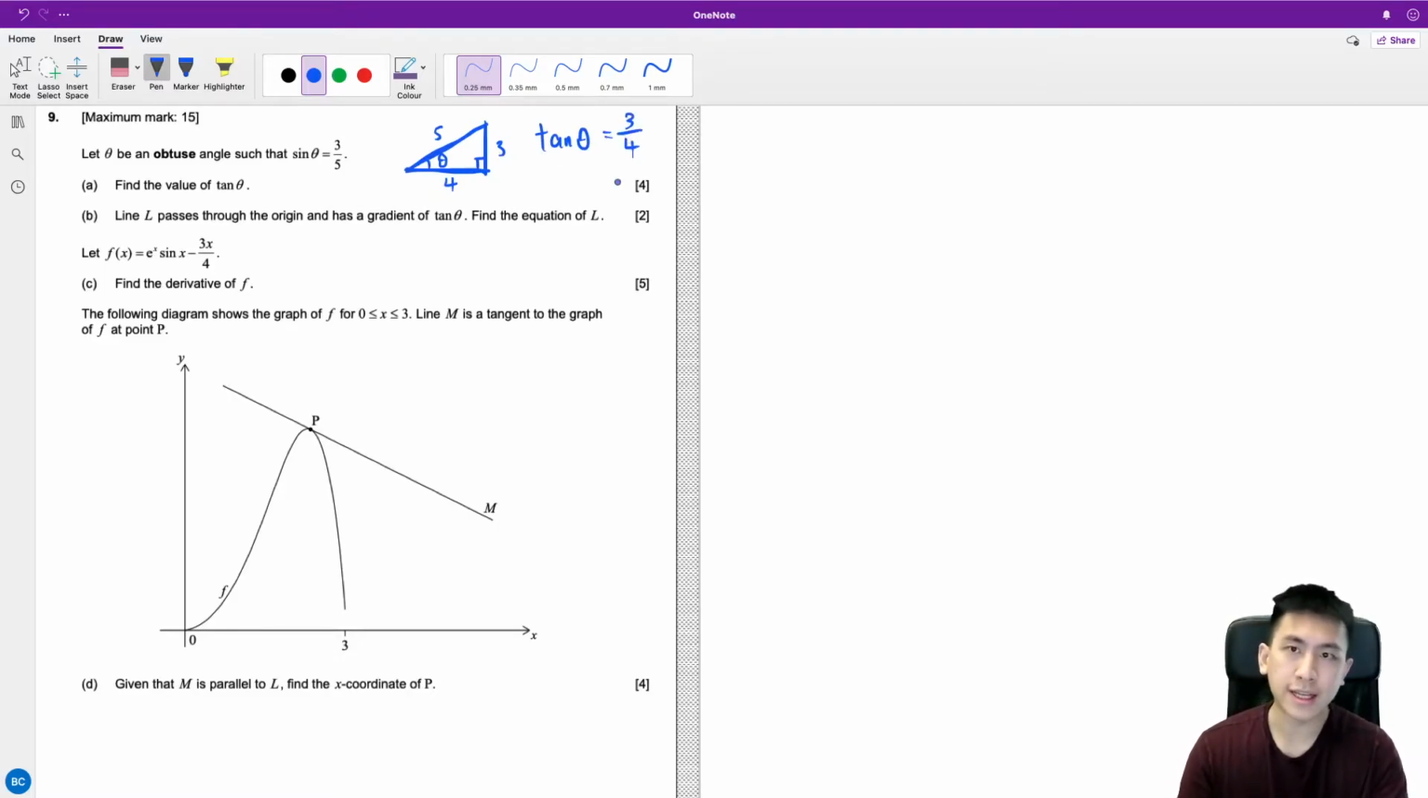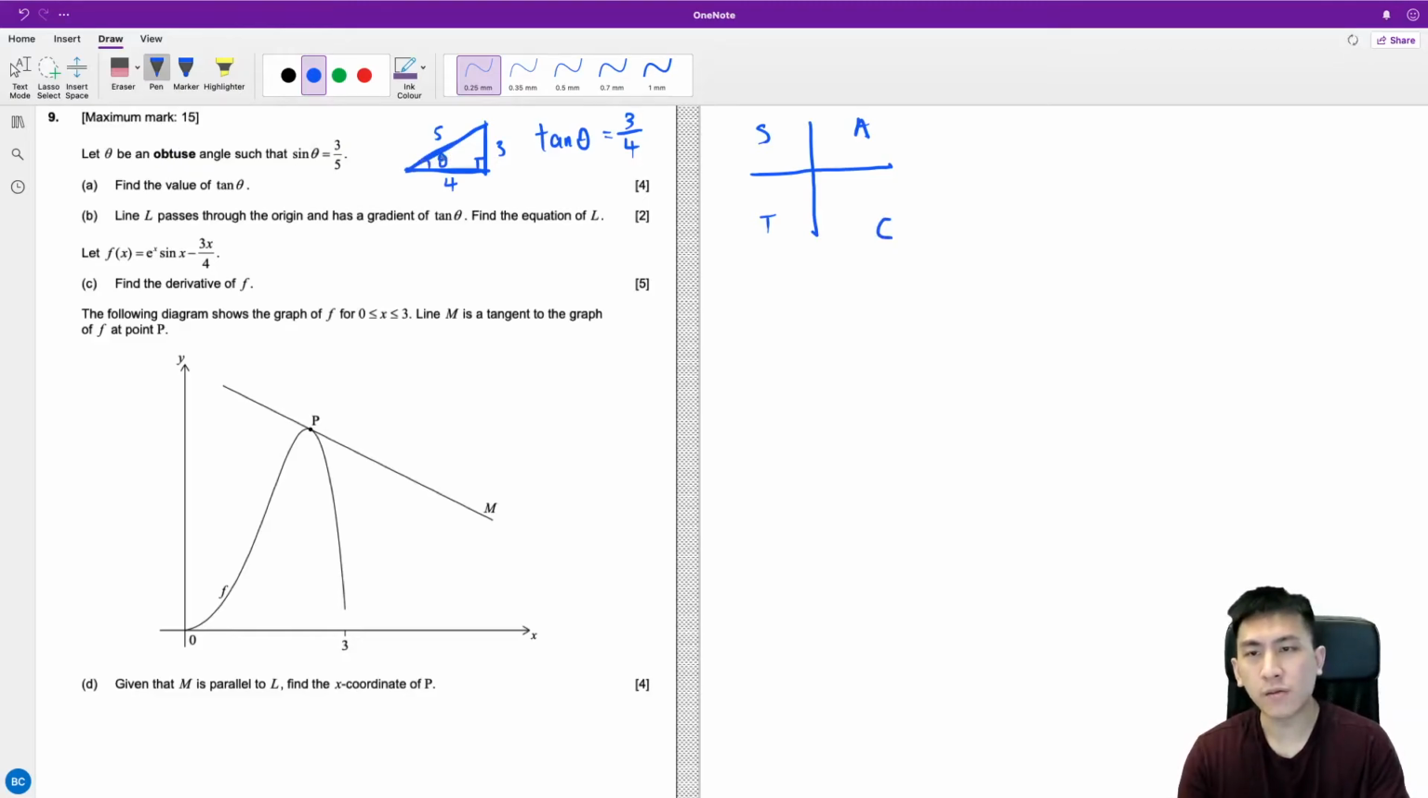Well, but you're not done yet. Because the reason why I tell you that you have to think about the obtuse angle is the fact that you have to think in terms of ASTC, right? ASTC. Because you might be wondering, I've drawn theta here, but of course, if they say theta is obtuse, surely that's not right. Well, indeed, that is not right, but the value is still right. The value is still right, except you have to think about the sign.